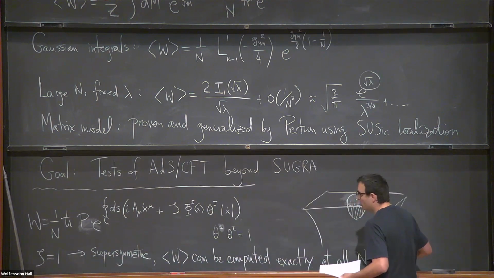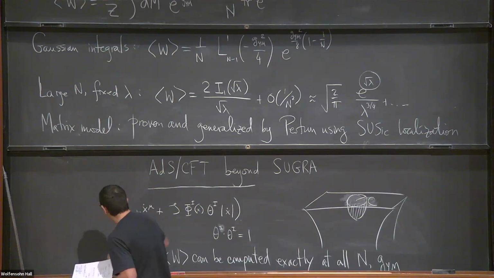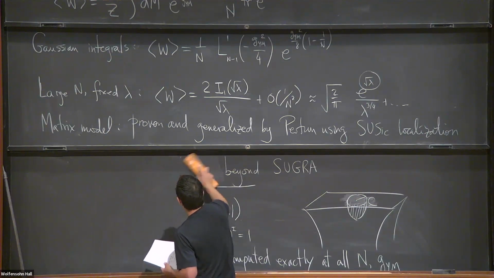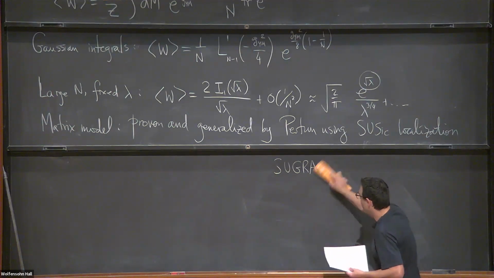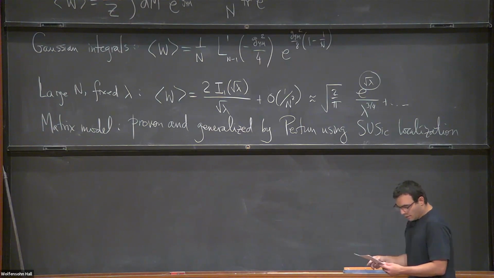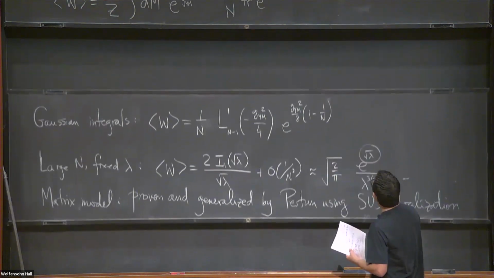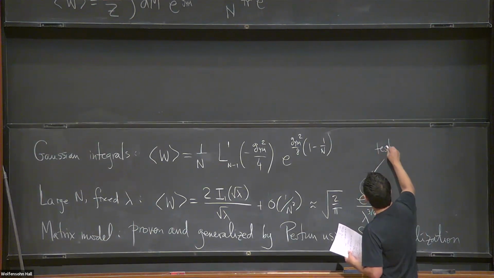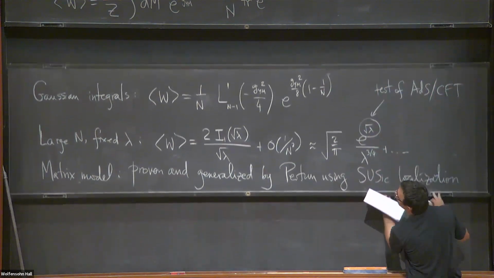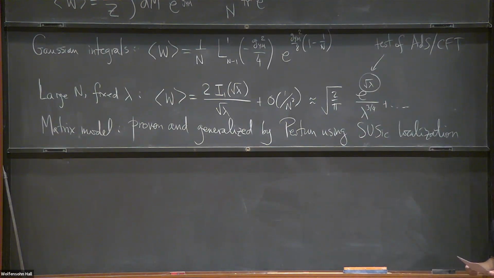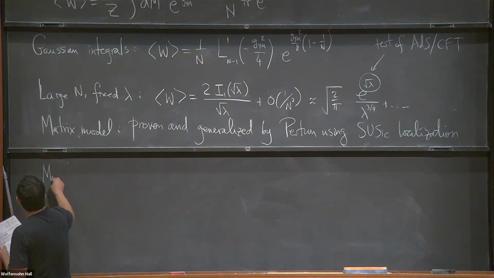So that you can probably do in your head, what the expectation value of the Wilson line is, the circular Wilson line in U(1) theory. It's just a one-dimensional Gaussian integral. Okay, so what this gives, this is a test of AdS/CFT. And what I'd like to show you is some more impressive tests that go even beyond the leading order.